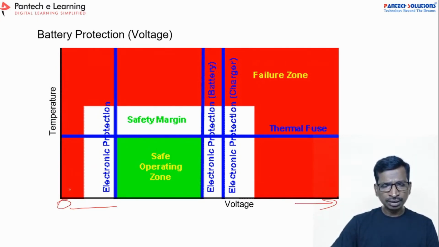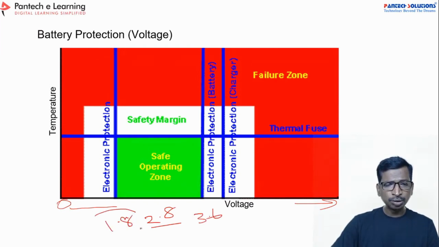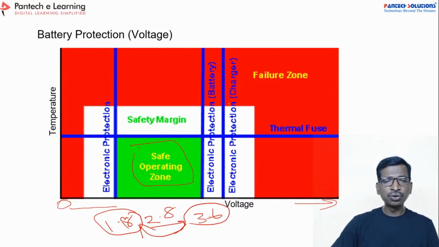Suppose you take a 2.8 voltage per cell open circuit voltage, so up to 3.6 and then 1.8 voltage. Within this 1.8 to 3.6 voltage, you have to operate. While you are operating within this range, your battery will be in the safe zone. Otherwise, it's a failure zone. So like that, you have to identify your logics in the BMS model.